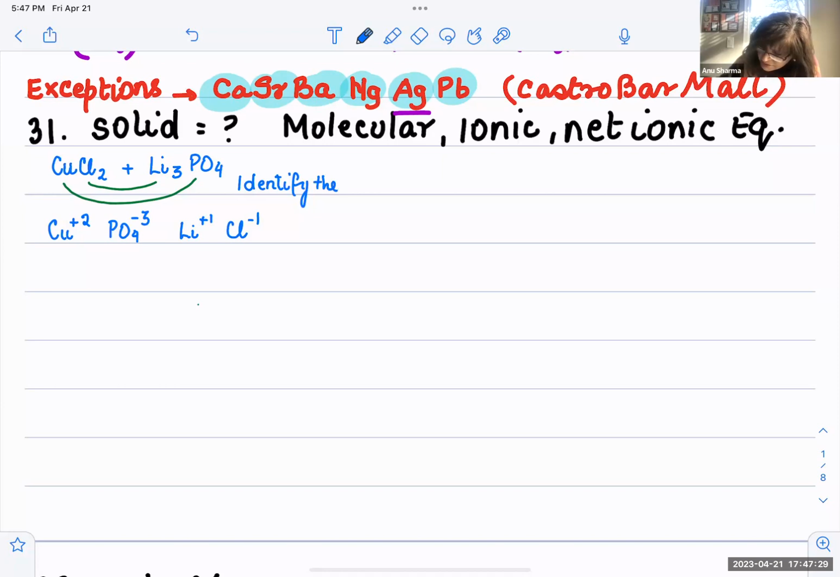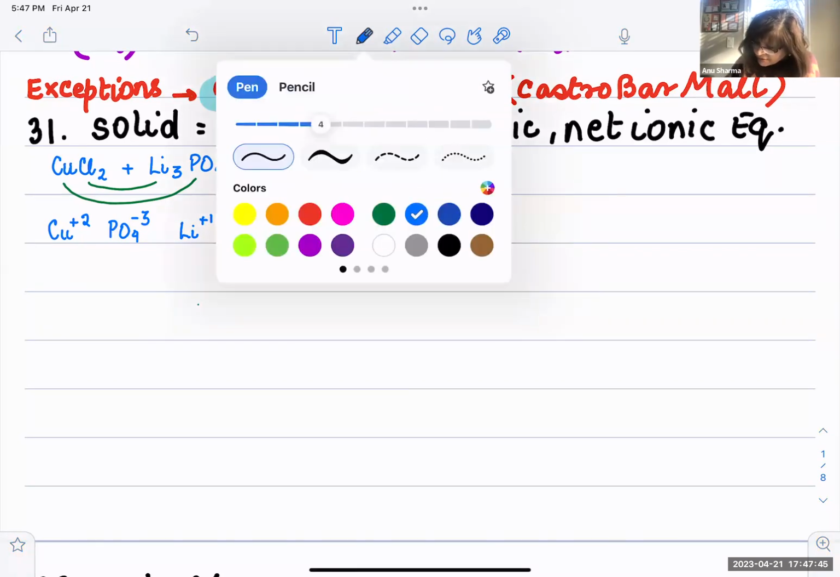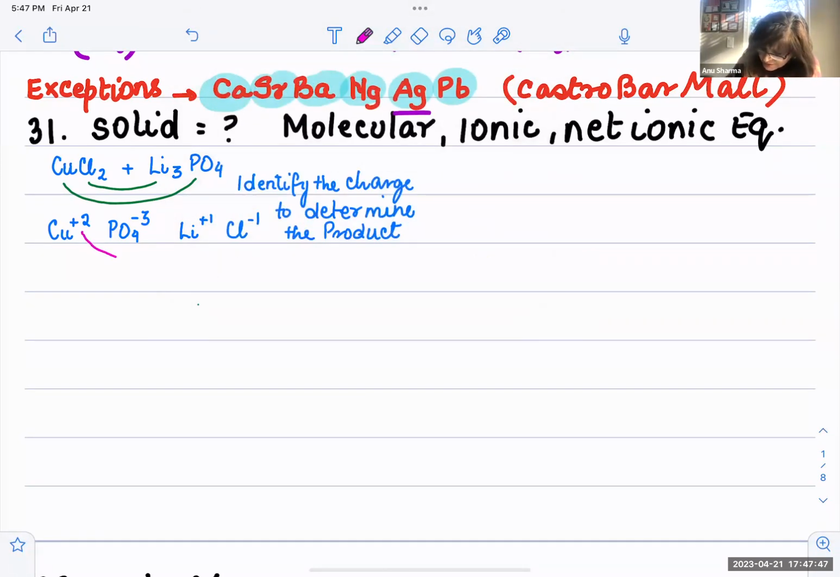Identify the charges to determine the products. Okay, this is very important. And then just like you do the nomenclature, so what do you get here? We see that this 2 comes here and this 3 is going to come here, the subscript. Similarly, 1 here and 1 here.